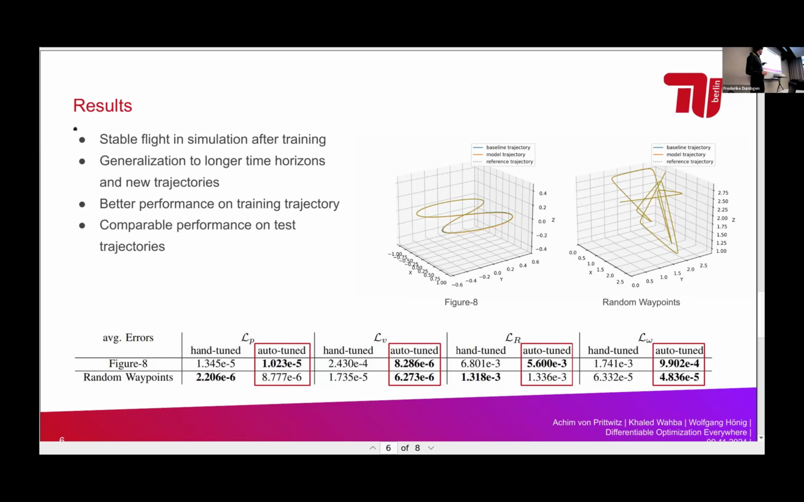As you can see here, for this training trajectory, we outperformed our hand-tuned gains, and we also get reasonable performance on other test trajectories.